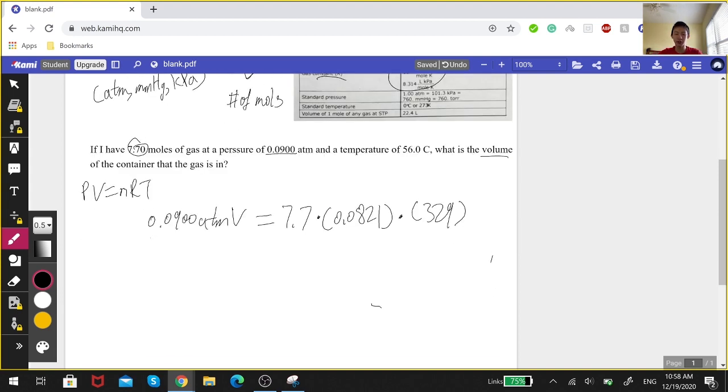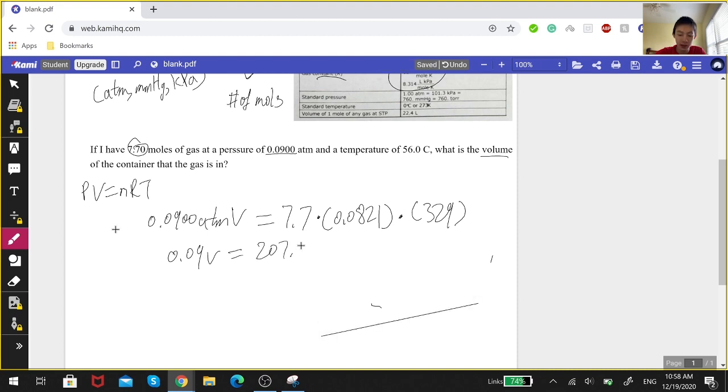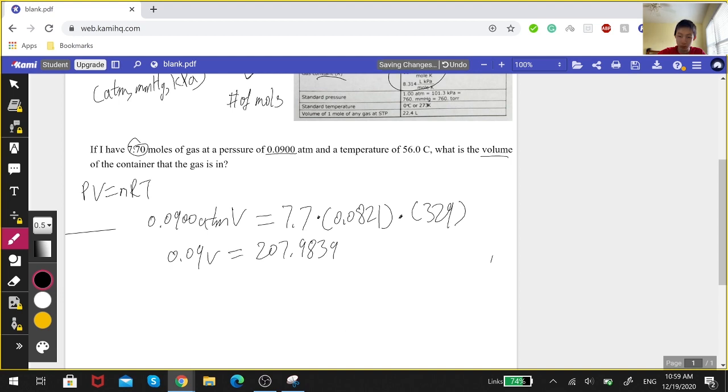Now we just use our calculator and solve for V. So 0.09 V is equal to 7.7 times 0.0821 times 329, which is equal to 207.9839. Now you divide both sides by 0.09 and you get V is equal to 2311, and that should be liters.